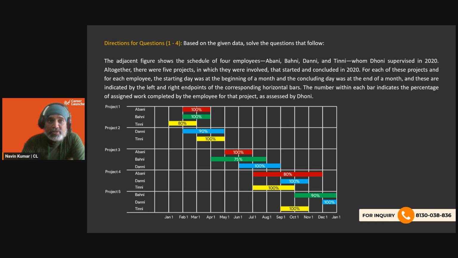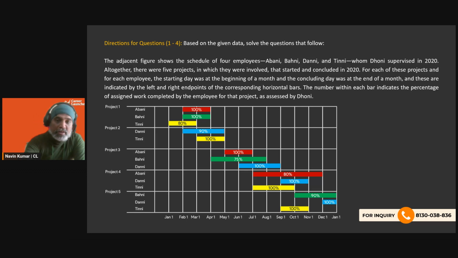So the adjacent figure shows the schedule of 4 employees, A, B, D, and T, whom D supervised in 2020. Altogether, there were 5 projects in which they were involved that started and concluded in 2020. For each of these projects and for each employee, the starting day was at the beginning of a month and the concluding day was at the end of a month. And these are indicated by the left and right endpoints of the corresponding horizontal bars. The number within each bar indicates the percentage of assigned work completed by the employee for that project as assessed by D.